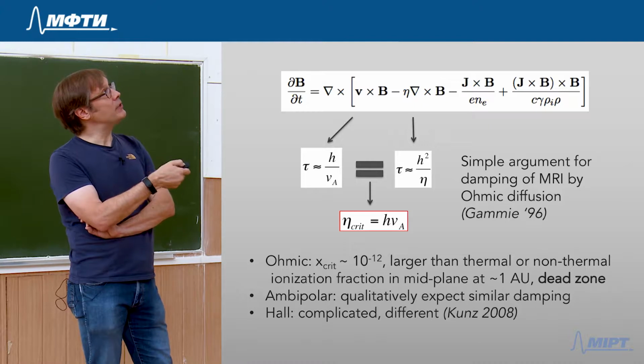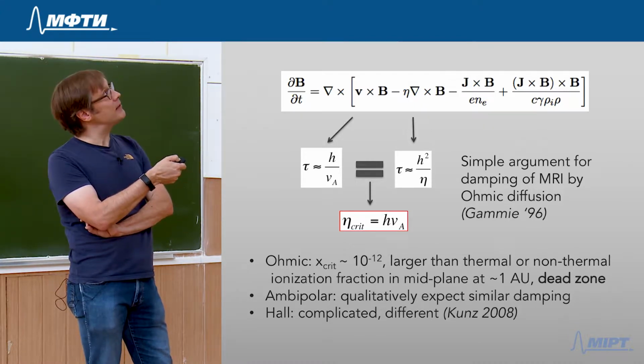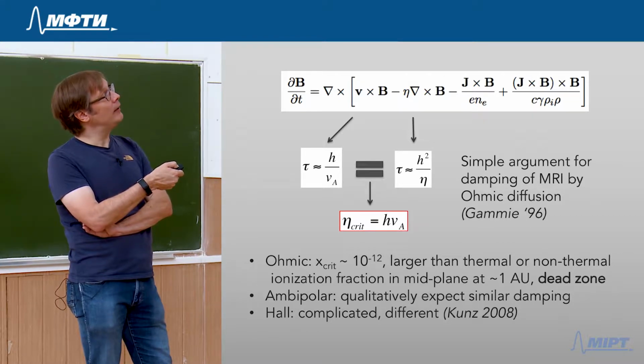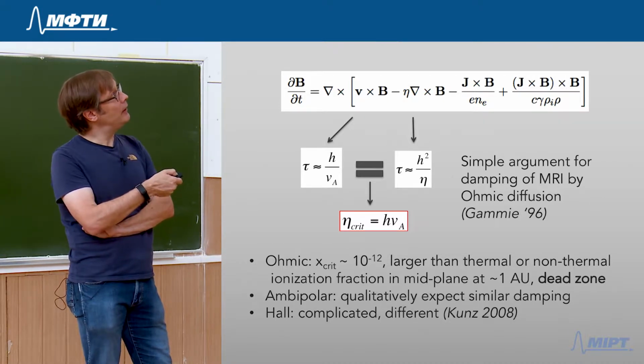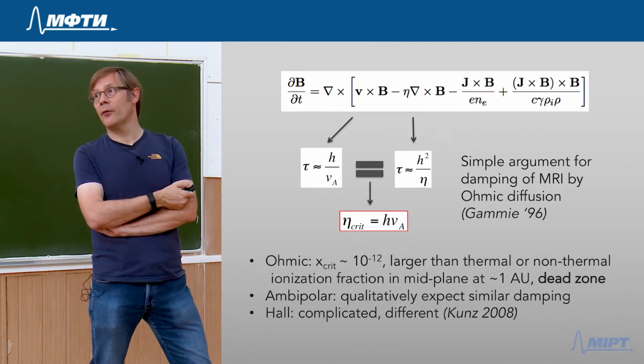Okay. So if we just set those two things equal to one another as an order of magnitude estimate for when this ohmic diffusion would be important at damping the MRI, you get a critical value of the magnetic resistivity, which is just H times VA. And if you then write this magnetic resistivity in terms of the electron fraction, you find a critical electron fraction, which is a very small number. Okay? It's about 10 to the minus 12 or thereabouts.